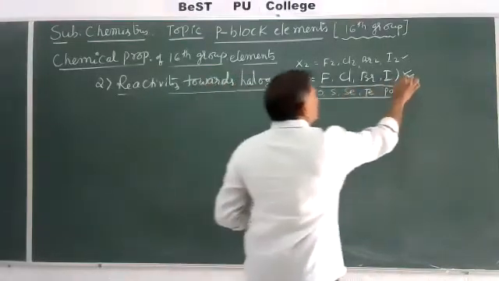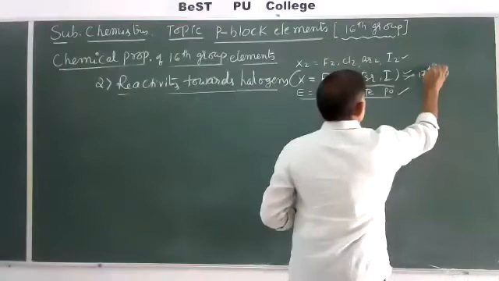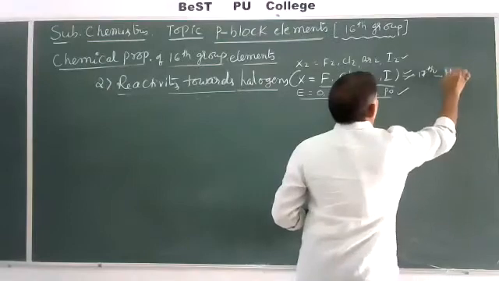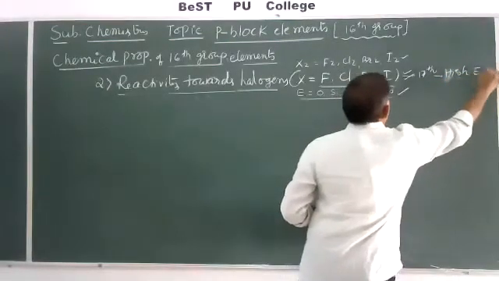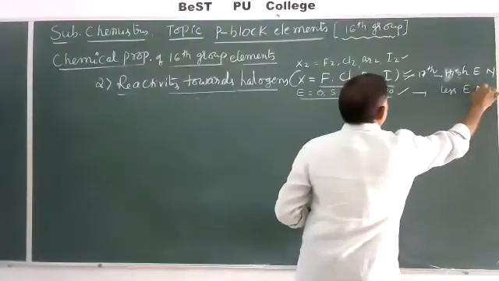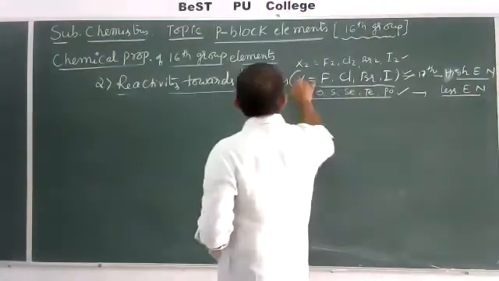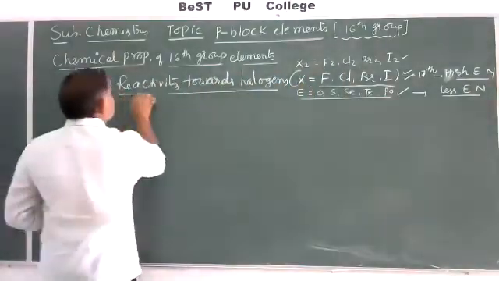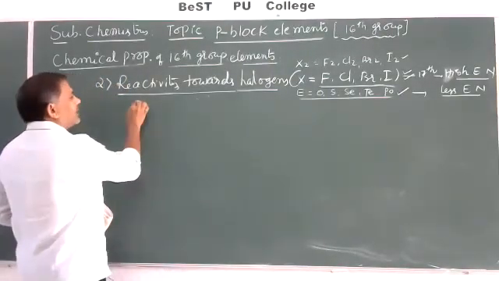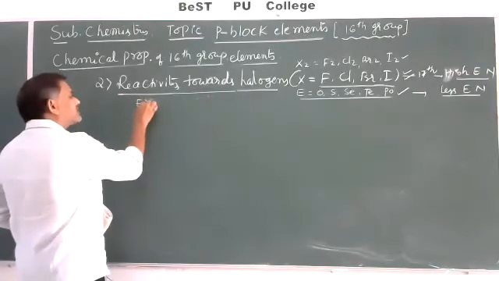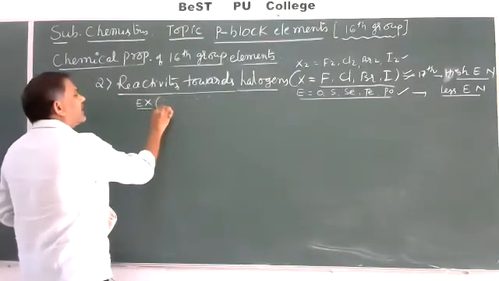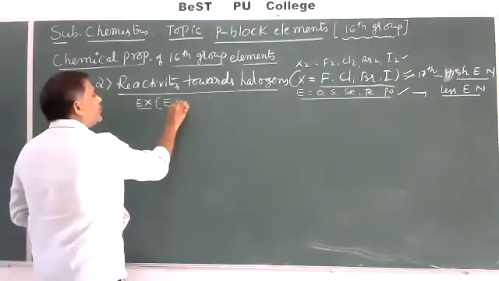Generally, these 17th group elements are more electronegative compared to these 16th group elements, which generally have less electronegativity. On this basis, when these 16th group elements combine with the 17th group elements, they generally form EX type, that is monohalides. These monohalides dimerize, it gives E2X2 type.